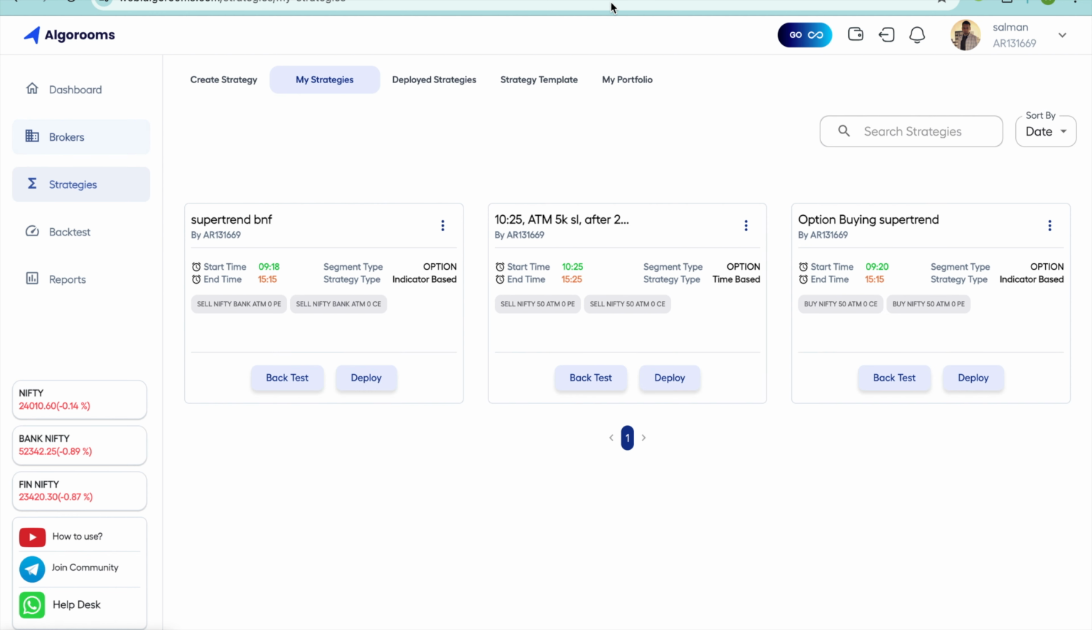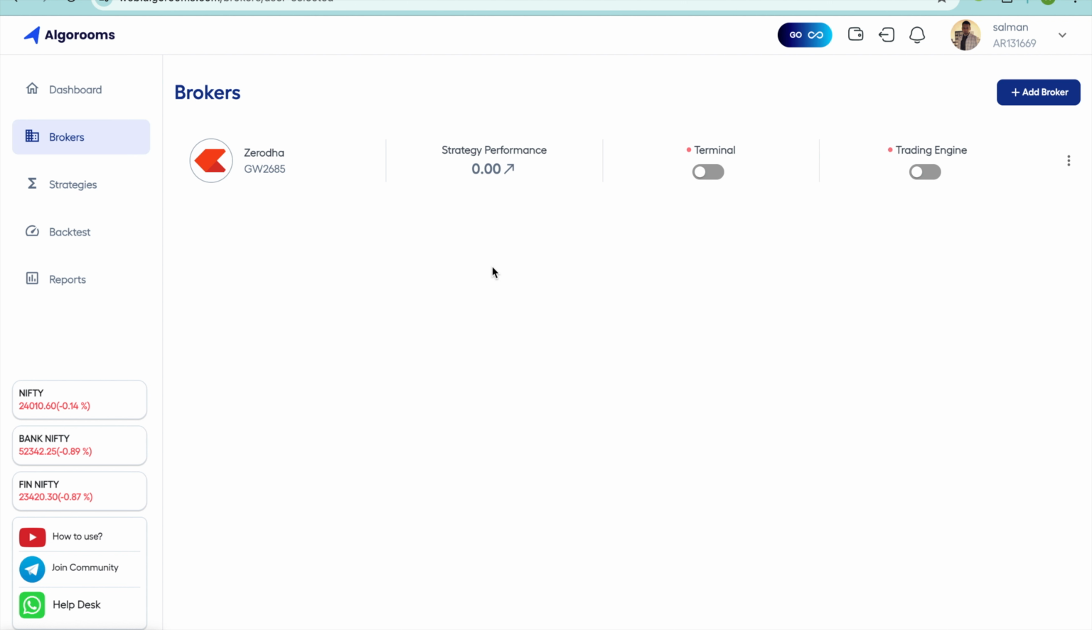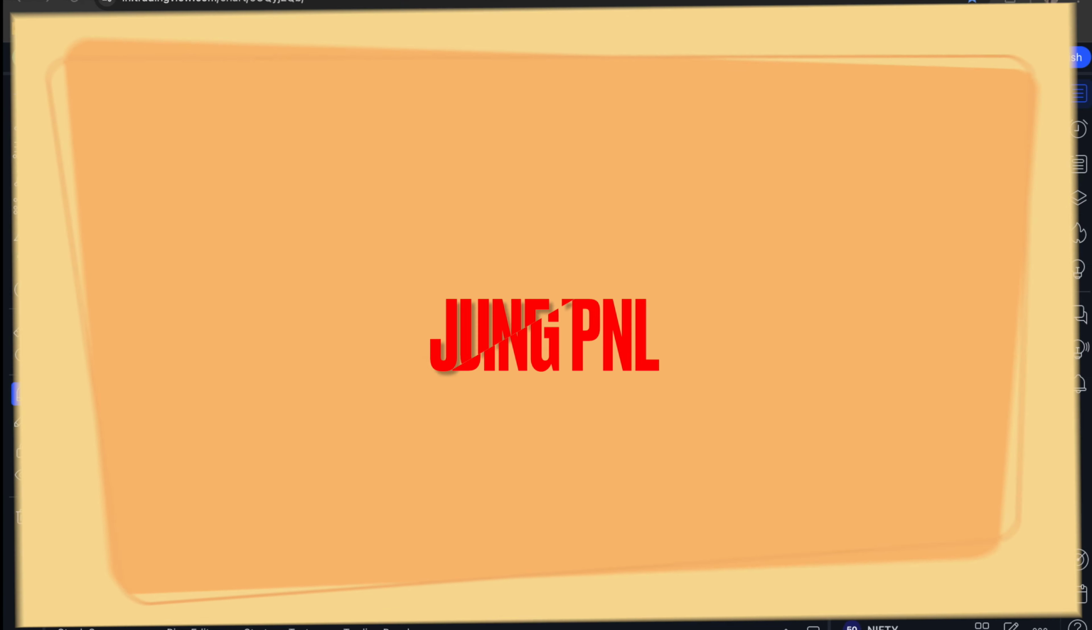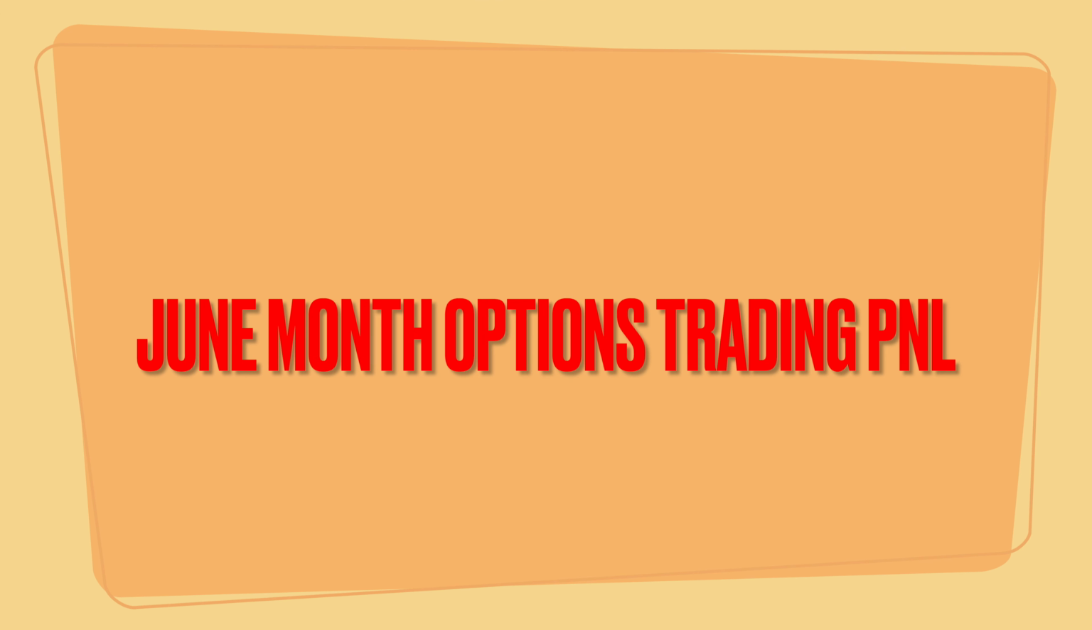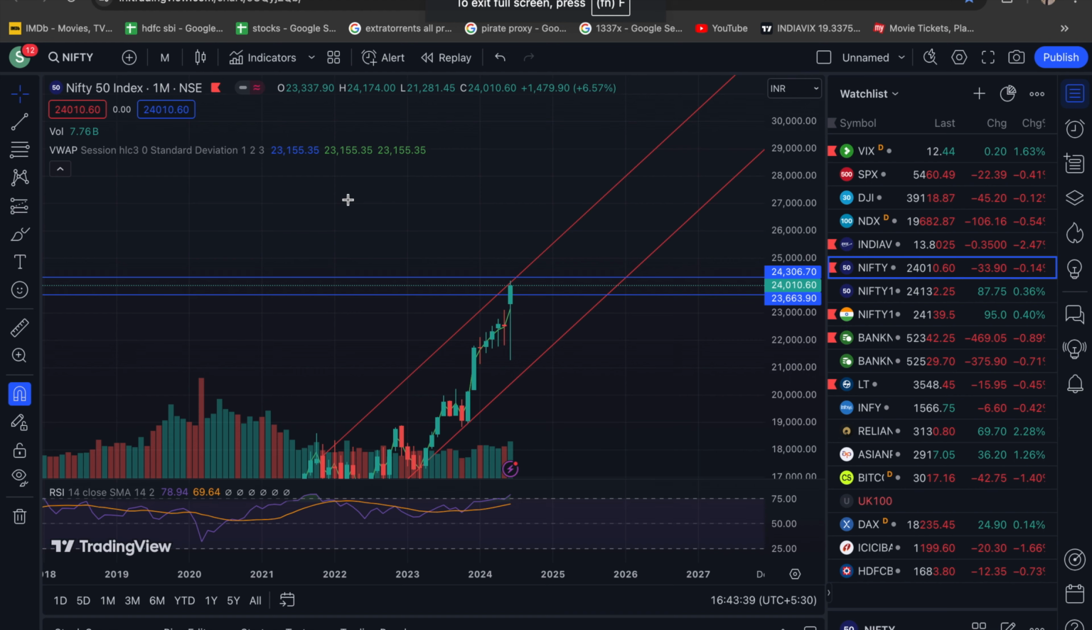So for now you can see I have done the live trading of my 1025 strategy. You can decide whatever time you want, do the backtesting and decide that. So that's it for the algo trading part. Let me show you my profit for the month of June. So here first let's see the chart, how the month of June has performed.